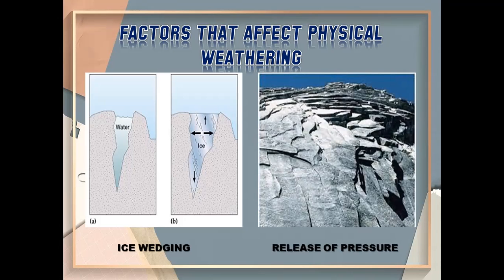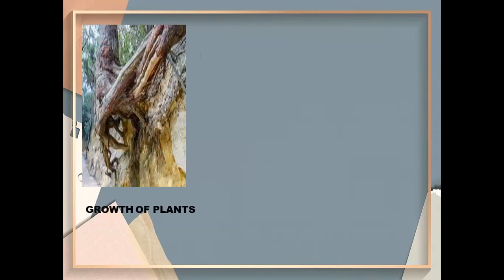Kung mapapansin natin, class, ayan. It's like a layer of an onion. Kumbaga, per layer siya. So, because of the pressure of the earth, sa mga nangyayari from the earthquake, nagkakaroon ng pressure. So for that, it looks like an onion layer. So physical weathering siya. Next, we have the growth of plants. So for the growth of plants, roots grow into cracks and push rocks apart.